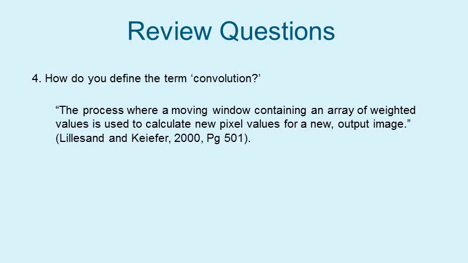Question 4. How do you define the term convolution? Convolution can be defined as the process where a moving window containing an array of weighted values is used to calculate new pixel values for a new output image. For more information on the concept of convolution, please see slides 4 and 5 in Part 2 of the Spatial Filters in Remote Sensing Concept Module.